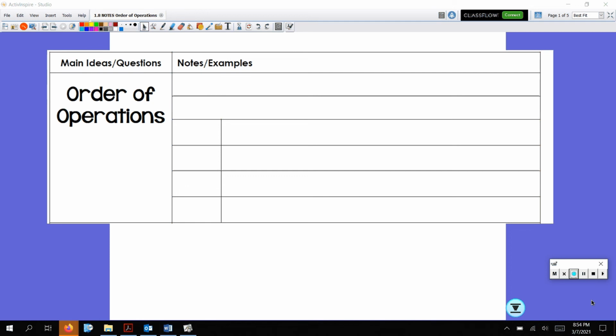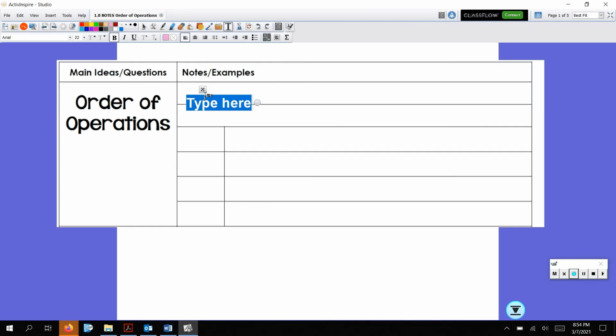Okay, today's lesson is lesson 1.8 on order of operations. Make sure you have a pencil and paper, something to write on. Hopefully you have these notes. If not, just get a notebook or something to write with. Okay, so the rules are, here it is. I'm going to type this because my handwriting is pretty terrible.